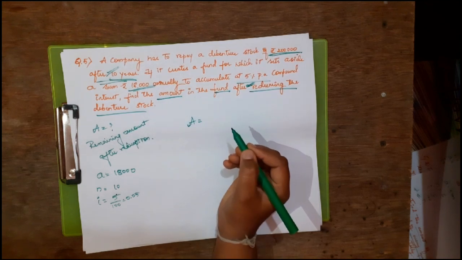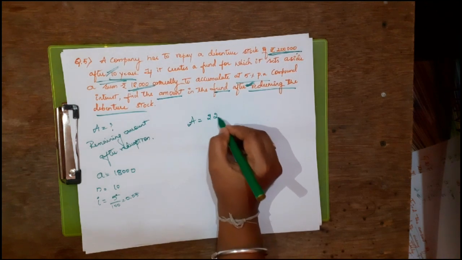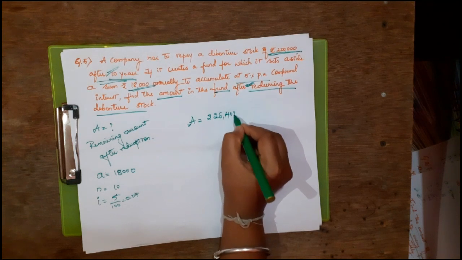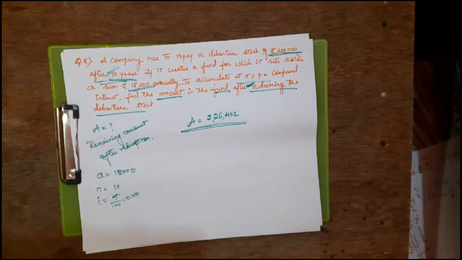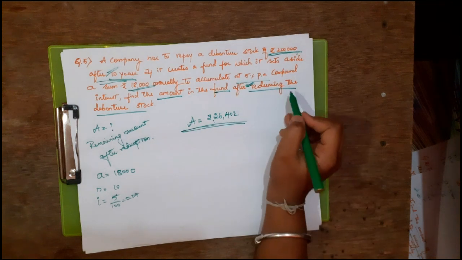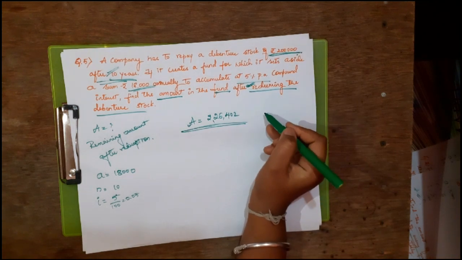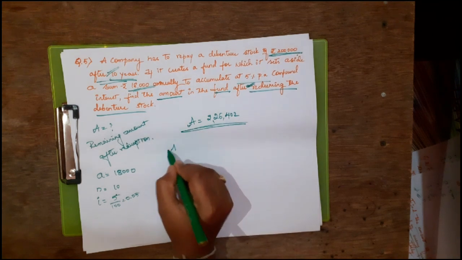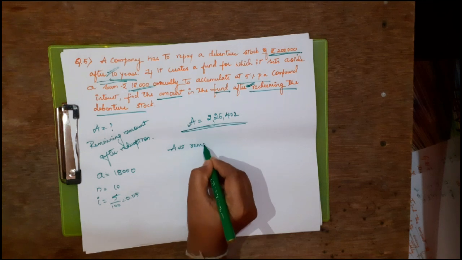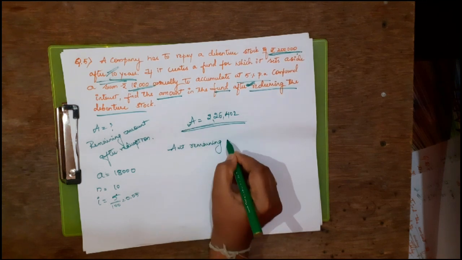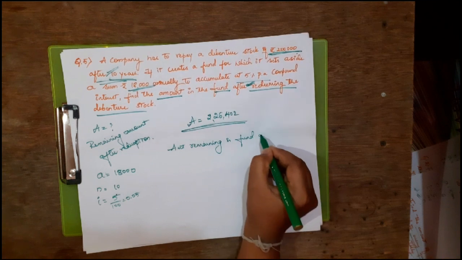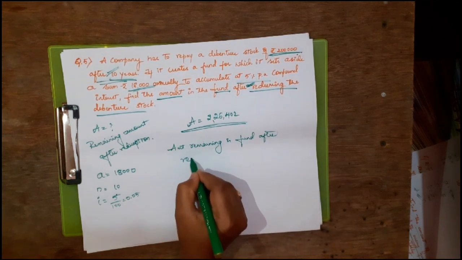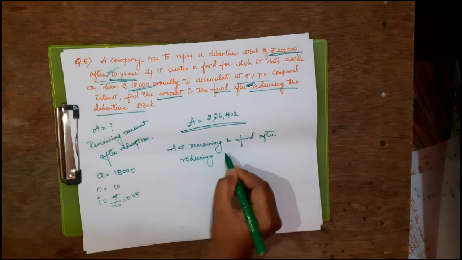First we are calculating the amount. Amount you will get 2,26,402. So this much amount you are getting. But what they are asking us to calculate is the fund you are getting after redemption of debenture. So for that we are doing one more additional calculation, that is the amount remaining in the fund after redeeming debenture.